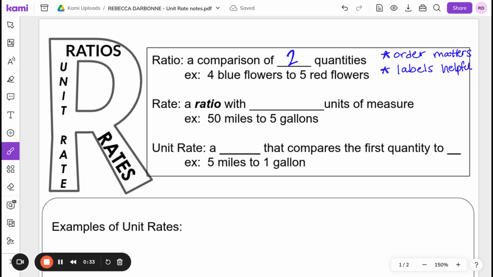So our new kind of ratio is a rate. A rate is a ratio with different units of measure. And we'll explain that a little bit more here in a second. But the example given is 50 miles to 5 gallons.